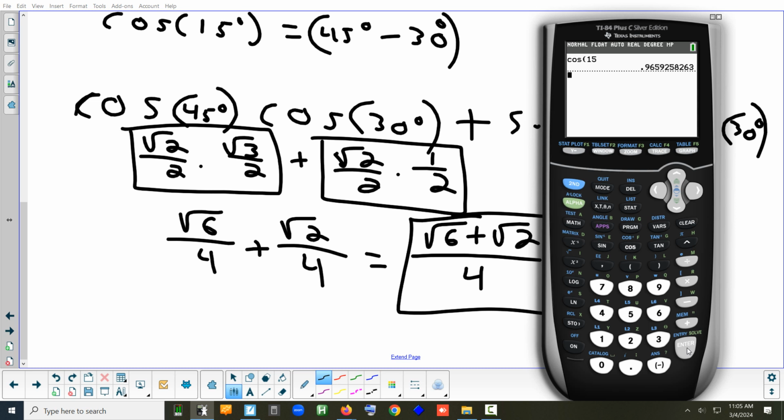Now let's type in our answer and see what we get. Let's do, oops. I want to leave that up there so we can see it. Let's do square root of 6. Square root's not working. Square root of 6 plus square root of 2 divided by 4. How does our answer compare to the cosine of 15? Same thing. Yep. So that's how you do the cosine of 15 and get an exact answer.